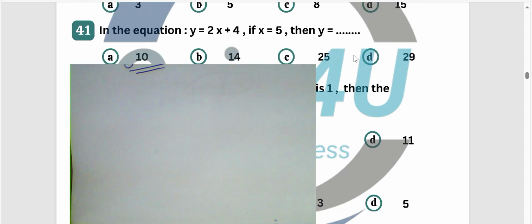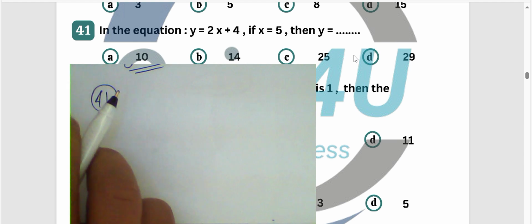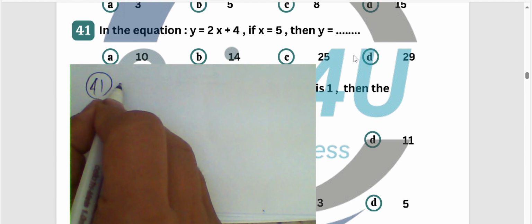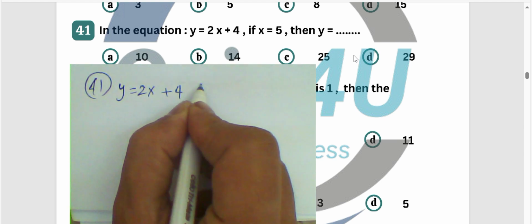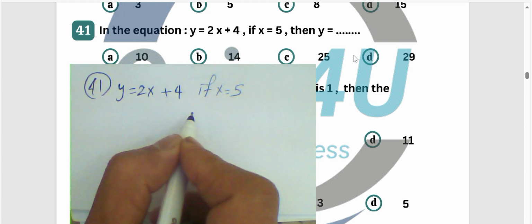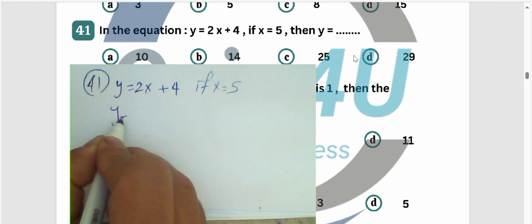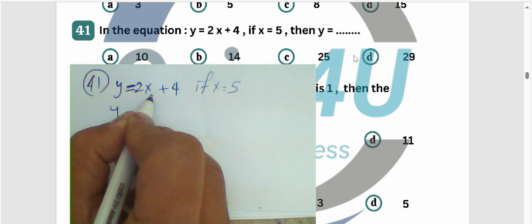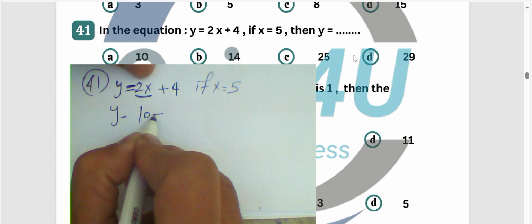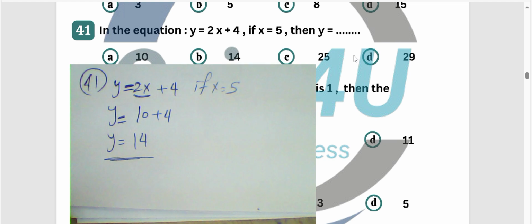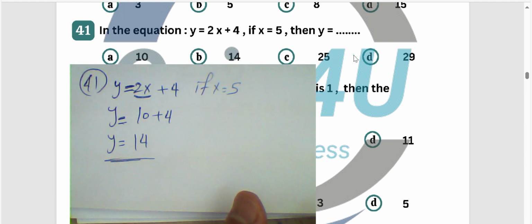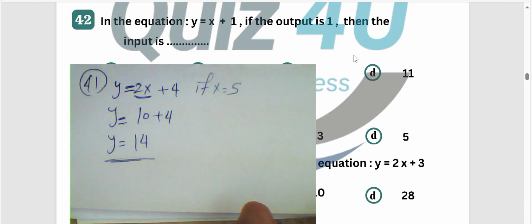Question 41. In the equation y equals 2x plus 4, if x equals 5, we can find the value of y. Y equals 2x, meaning 2 product by 5 equals 10. Plus 4, then the value of y equals 14. Letter B. Next question 42.